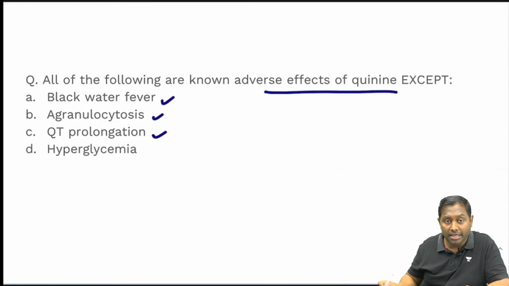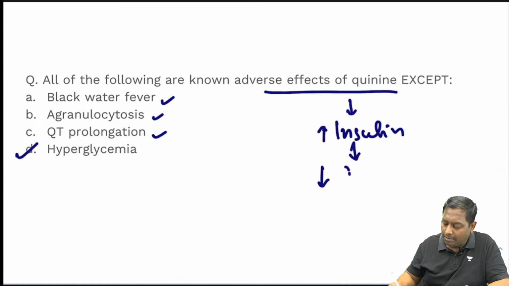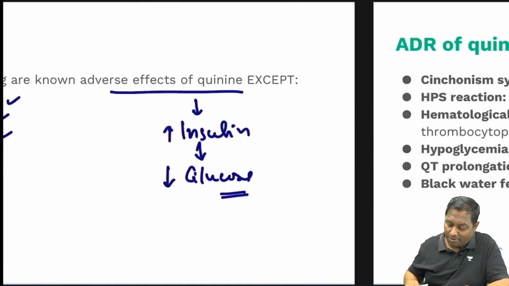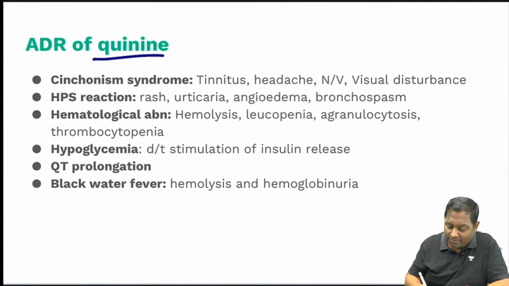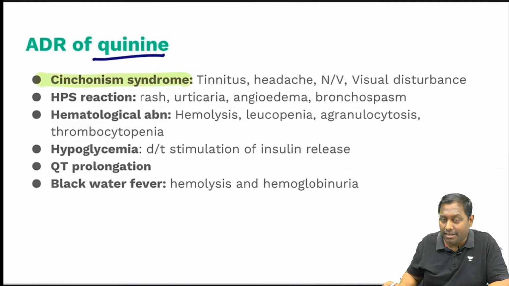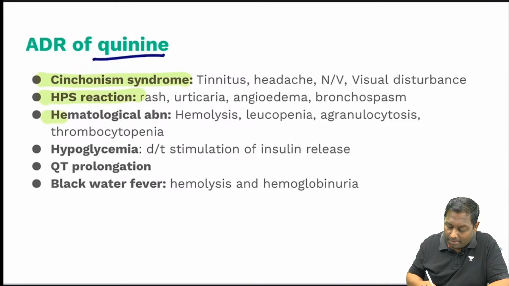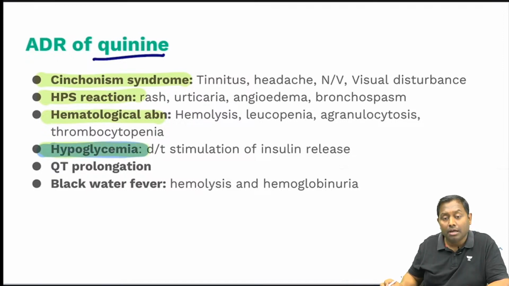All of the following are known adverse effects of quinine except. Remember, it can cause black water fever, agranulocytosis, QT prolongation, yes. Hyperglycemia will not be there, because quinine can increase insulin release and that can lead to hypoglycemia. Very, very important. So these are the important side effects of quinine, like cinchonism syndrome, characterized by tinnitus, vertigo, visual disturbances; hypersensitivity reaction characterized by rash, urticaria; hematologic effects like hemolysis; hypoglycemia because of the insulin release. Then they can even cause QT prolongation and black water fever.